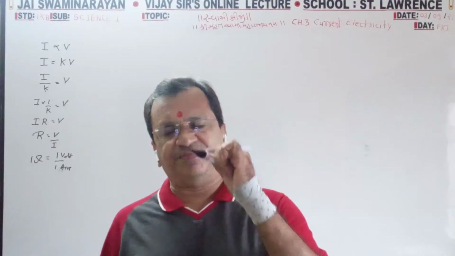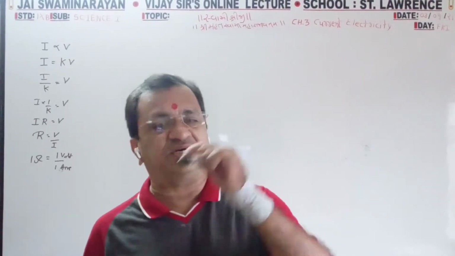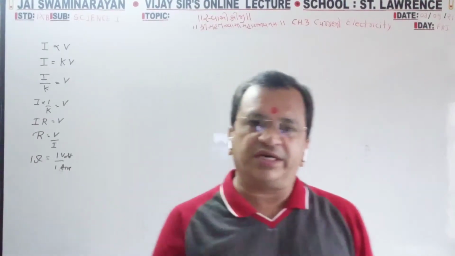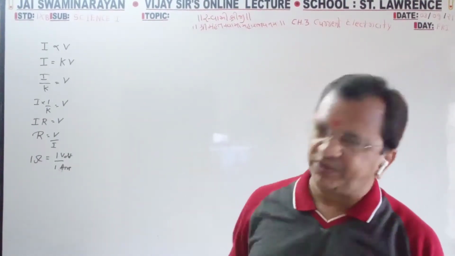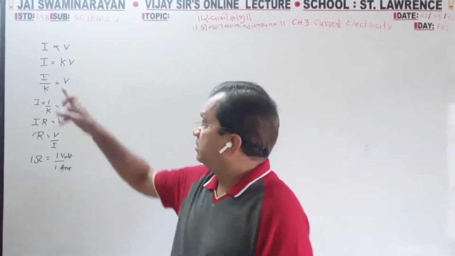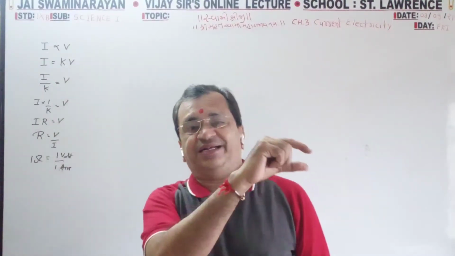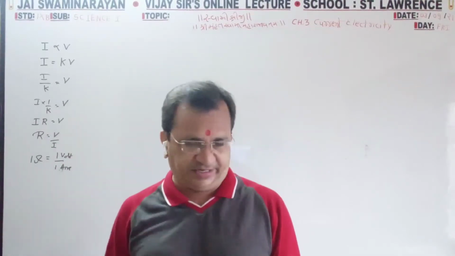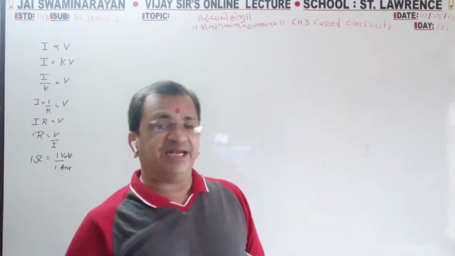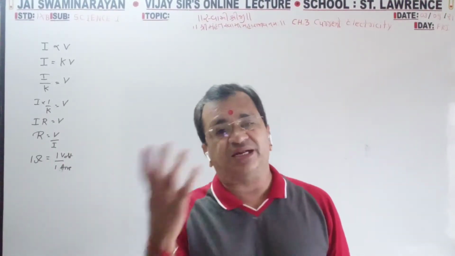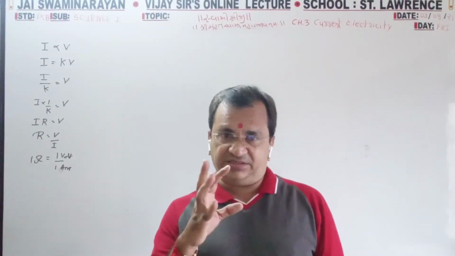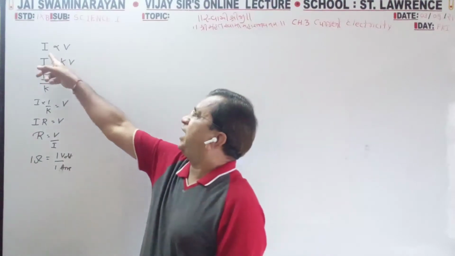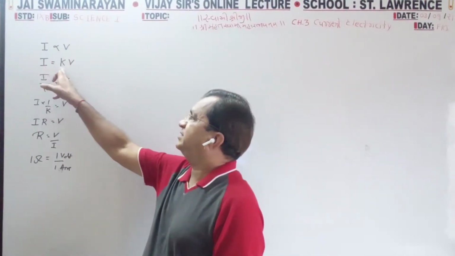Current is directly proportional to the potential difference, and potential difference is directly proportional to the current. More the current, more potential difference. More potential difference, more the current. So directly proportional, we write numerator to numerator. If it is inversely proportional, numerator to denominator. When directly proportional, ratios are always constant. When inversely proportional, the products are always constant. So I is directly proportional to V, I is equal to KV.